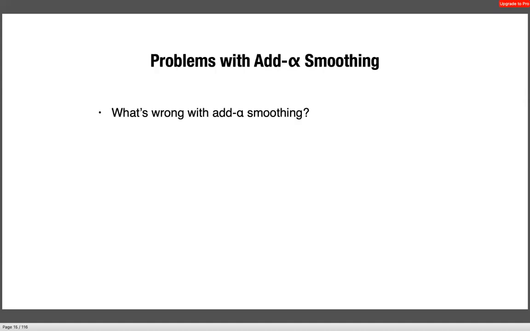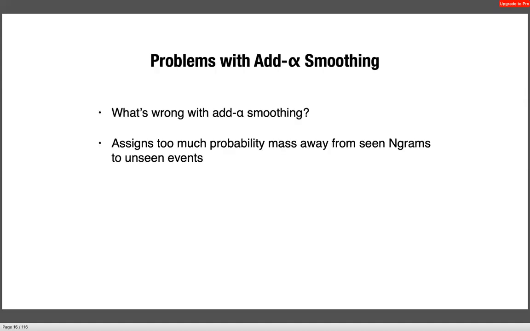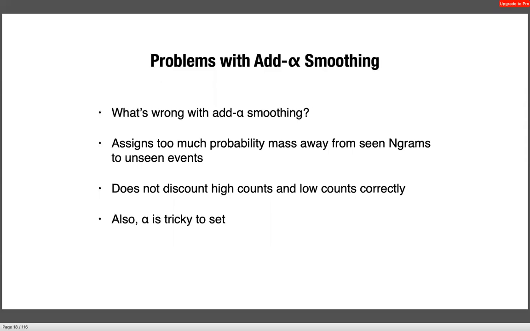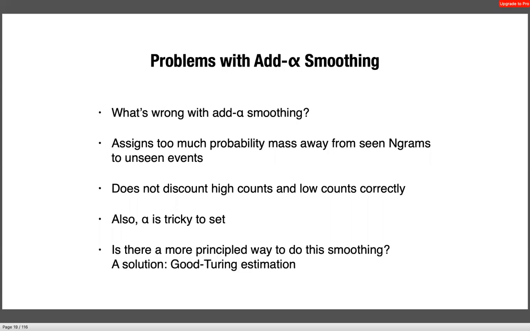So what are some of the problems with add alpha smoothing? Even though this is certainly better than add one smoothing when alpha is less than 1, it's still taking away too much probability mass from seen Ngrams towards the unseen events. It's not really discounting high counts and low counts correctly. And as we mentioned before, alpha is tricky to set. The simplest way to do this would be to treat it as a hyperparameter and use a validation set. How do we do this in a more principled way?